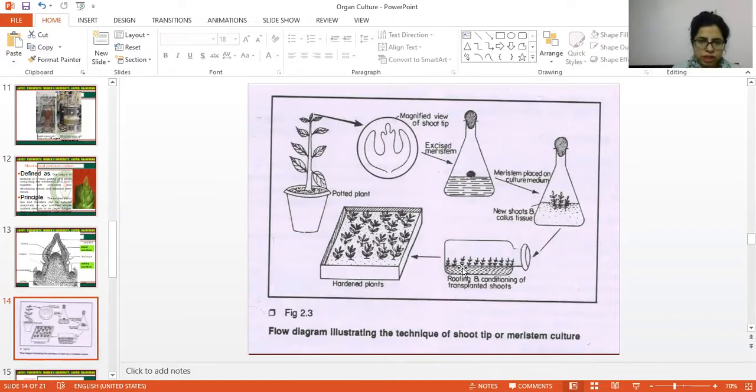So you have to shift these seedlings from the artificial nutrient media to the soil or coco pit, and then these hardened plants have to be shifted into the field or into pots. So that's how you can get a new plant from a single meristem region, especially from the shoot tip. That's how you can prepare shoot tip culture or meristem culture.